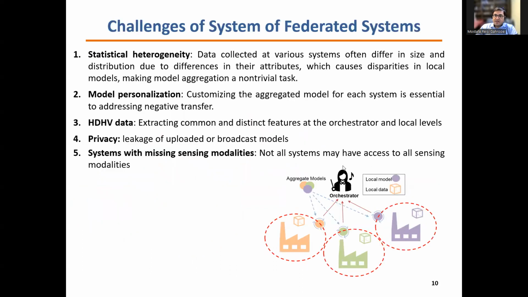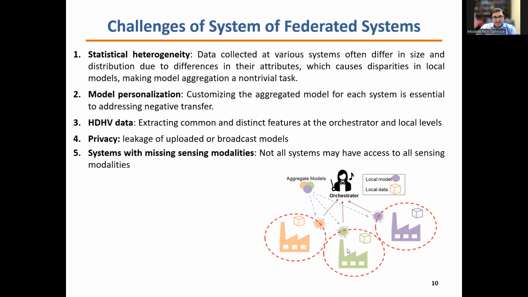But these benefits come with challenges. The first challenge is statistical heterogeneity, meaning that the data collected at different sites may not follow the same distribution, and therefore the models they create have disparities, which makes the aggregation a non-trivial task. Also, how to personalize these models at each local site based on the aggregated model is a question.